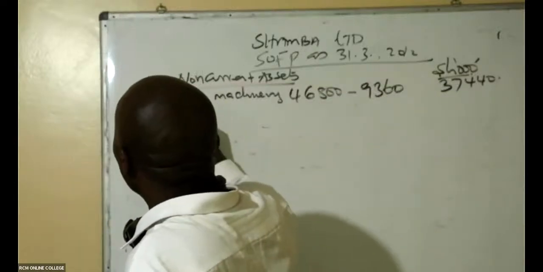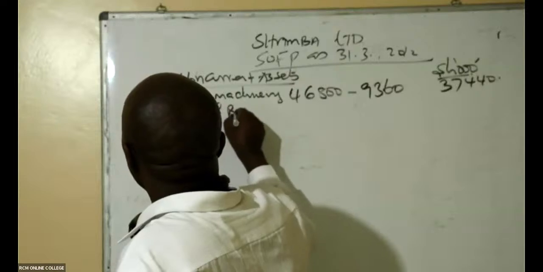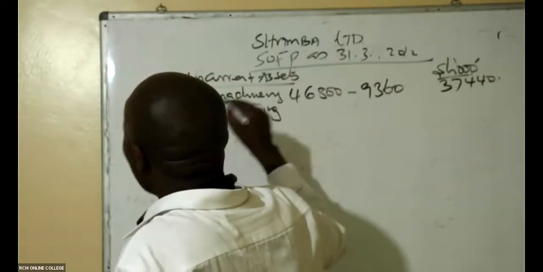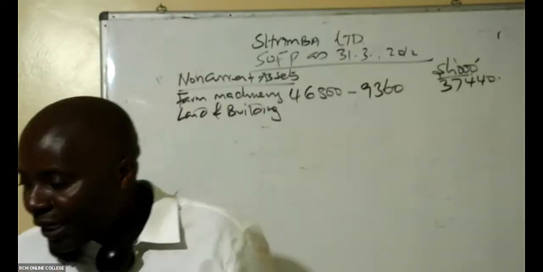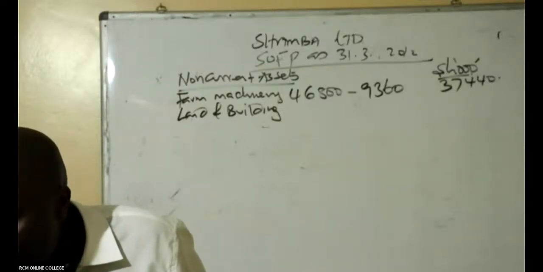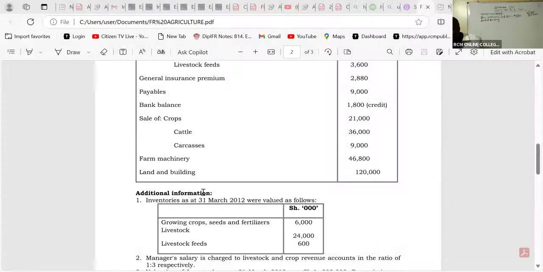After that, we have land and building. They have given us a figure and they never hinted at any depreciation. So land and building, what figure do we have here? 120,000. Whenever there is land, you can't talk about depreciation unless they isolate the building.